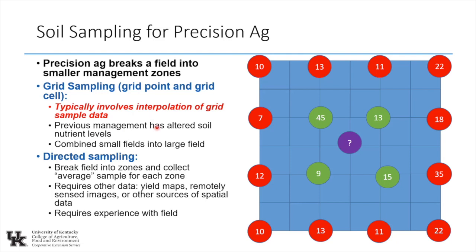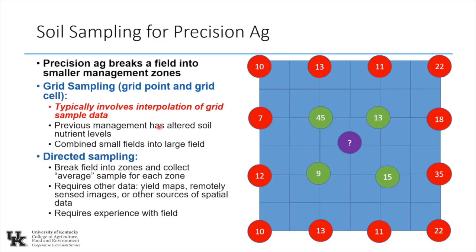Directed sampling, more commonly referred to as zone management, is directing the soil sampling to these zones and trying to get an average for the zone. So when you do directed sampling, you need other data: yield maps, remote sensing images, elevation, slope, topography data, maybe soil texture from EC, apparent electrical conductivity like a Veris map. Maybe you've got some grid soil data that you can throw in here, or just web soil surveys, SSURGO maps. But it also requires experience with the field.